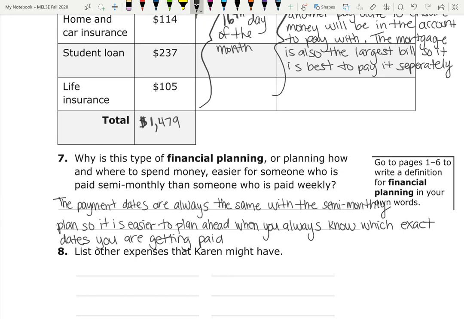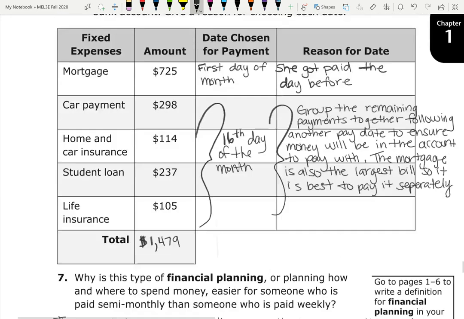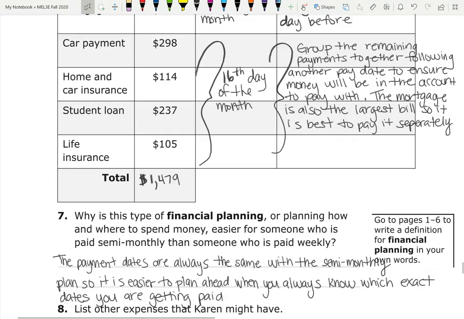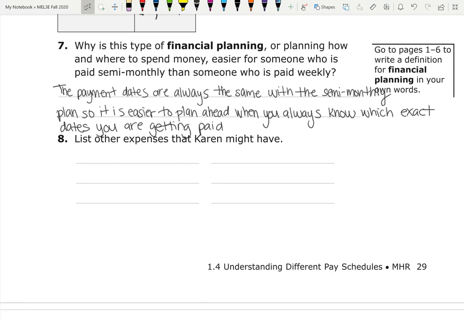List other expenses that Karen may have. Well, these are only fixed expenses. There are so many more, either fixed expenses or just general expenses that don't occur on a regular schedule. Okay, so cell phone bills. We all have a cell phone. We have to pay for our cell phone. We also all eat food. We need to pay for our groceries.